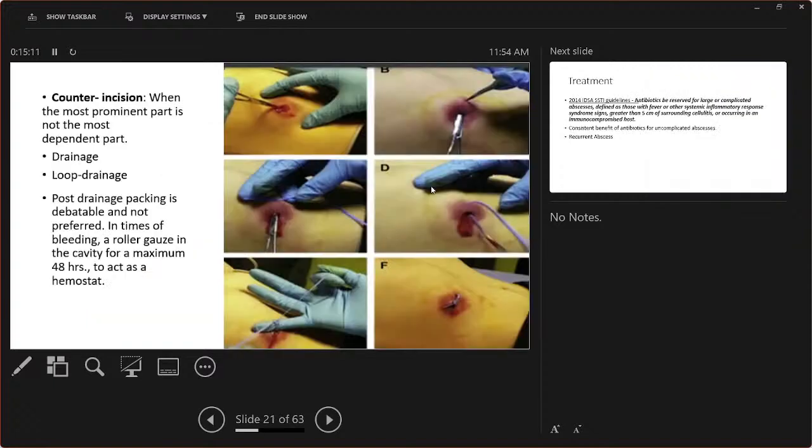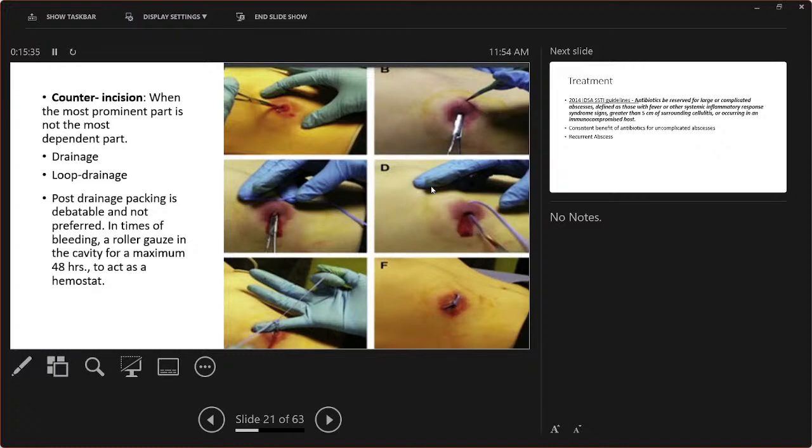Next, one counter incision is always important in case of breast abscess, wherein the point of fluctuation is different from the most dependent part. So usually we give two incisions in cases of breast abscess, or abscess wherein the most prominent part is not the most dependent part.